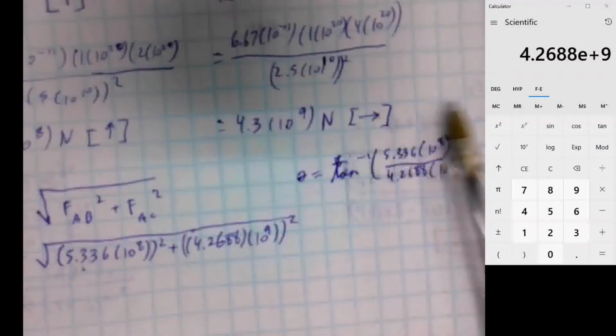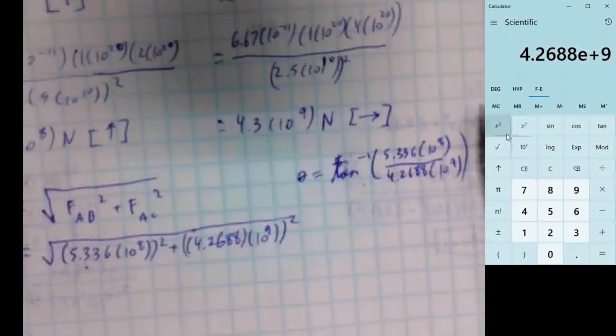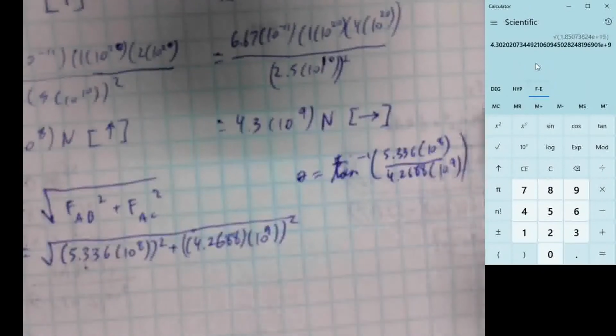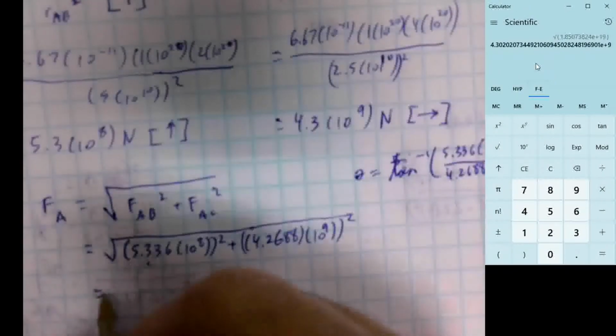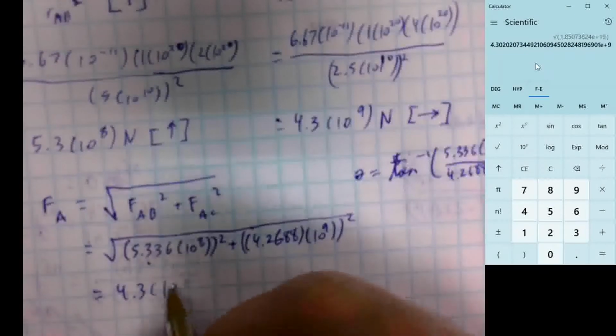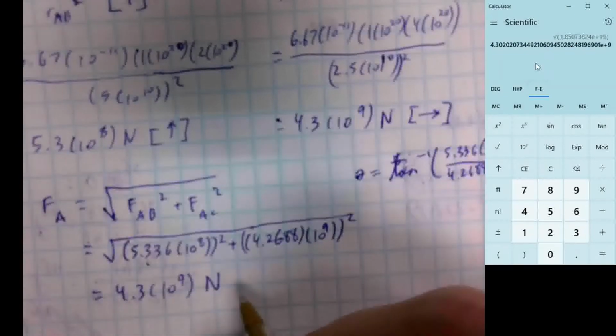Let's do this here. I have this value already in here, so I'll square this. I will add to that 5.336 times 10 to the power of 8, to the power of 16, and I'll multiply by 5.336 again, just because I screwed up the squaring part. That gives me this value, and I find the square root of that. I end up with 4.3, after I round, times 10 to the power of 9 newtons.